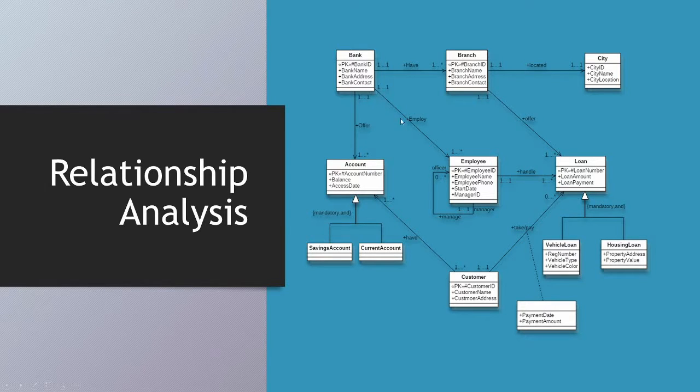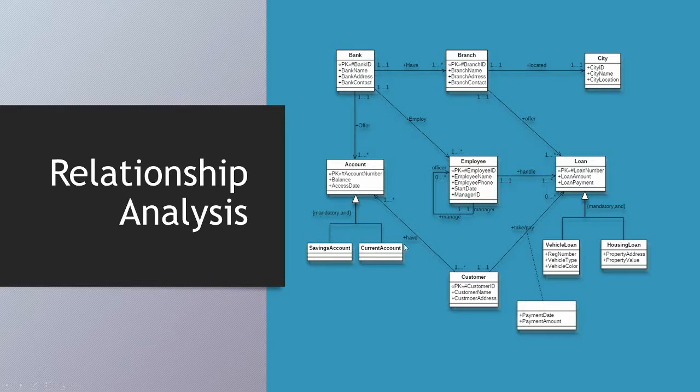In employee, as you can see, there are two roles, manager and officer. One manager can manage many officers or none at all. That's why it's a one-to-many relationship. Next is between employee and loan. Employee handles a loan, and one employee can handle many loans, but one loan can only be handled by one employee. Loan has two types, that's vehicle loan and housing loan. It is mandatory, and that means that it should be one of those two.